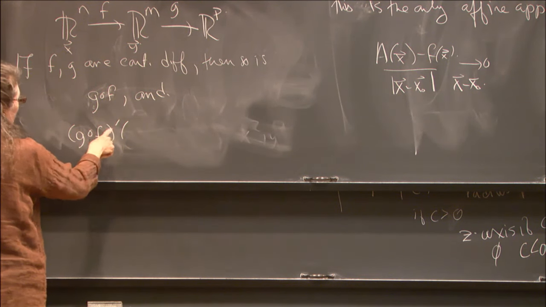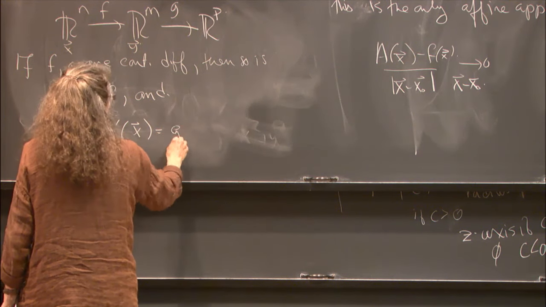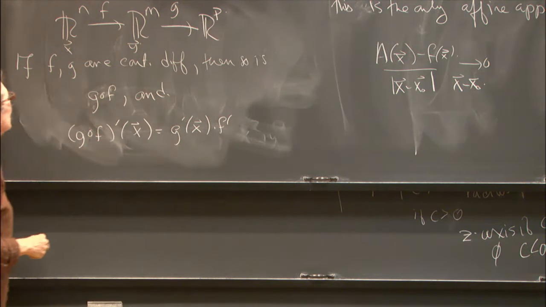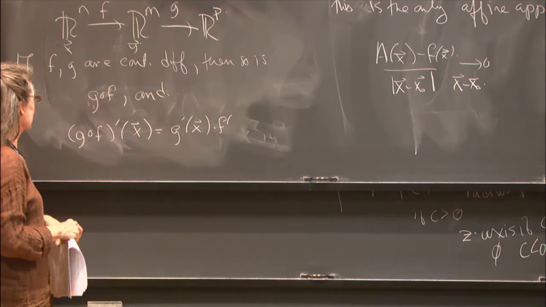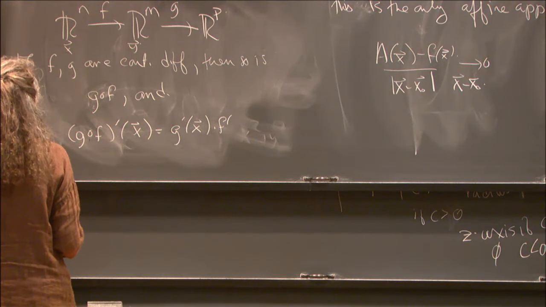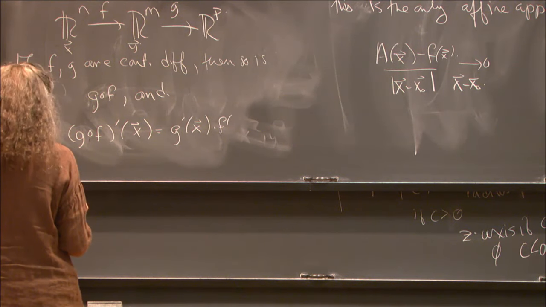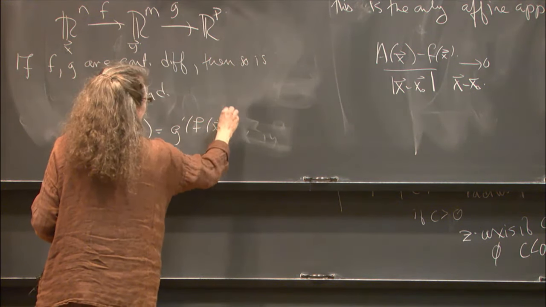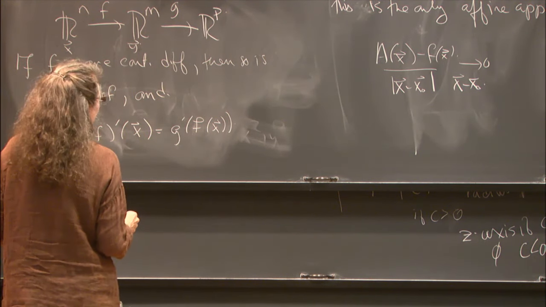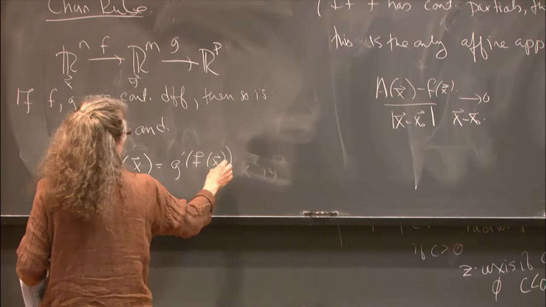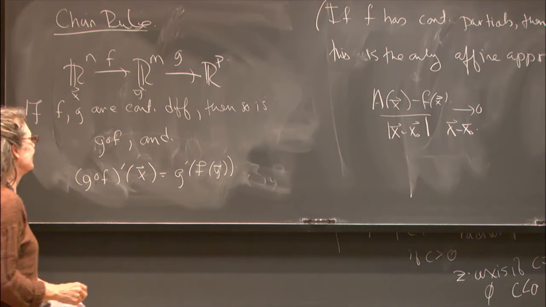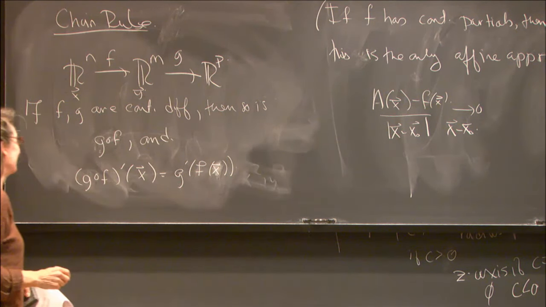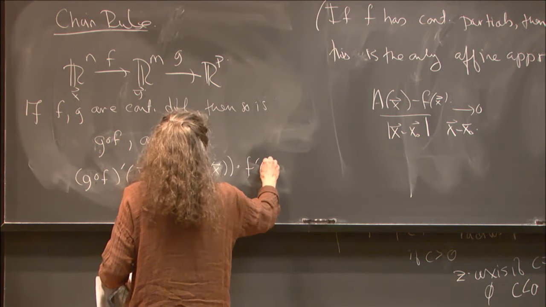And the formula is that (G composed with F) prime at the point x is G prime at, I did that backwards, right. G prime would have to be evaluated at F of x, which is y, times F prime at x.